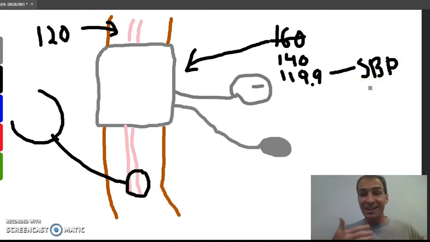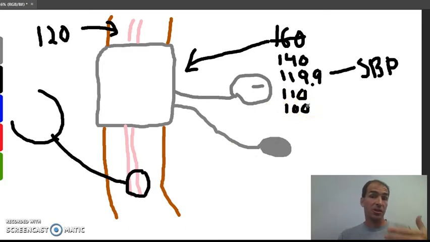And so I continue to decrease the pressure in this cuff. I drop it down to 110. Nothing different. I still hear boop, boop, boop. Let's drop it down to 100. Nothing different. Let's drop it down to 90. Same thing. Boop, boop, boop. And then we get to 80.